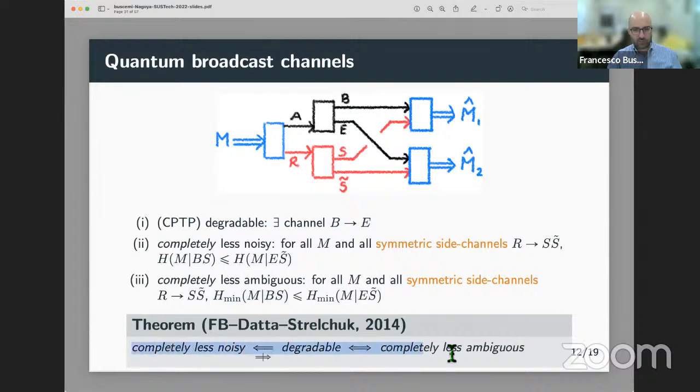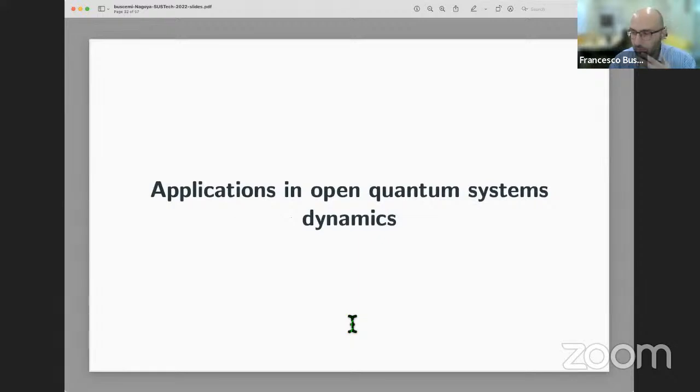Now this is entirely ours, because of course Körner and Marton didn't have this quantum side channel. But the interesting part is that quantum degradability is now equivalent to complete lesser ambiguity: being completely less ambiguous is equivalent to being degradable. So this is a kind of application in information.